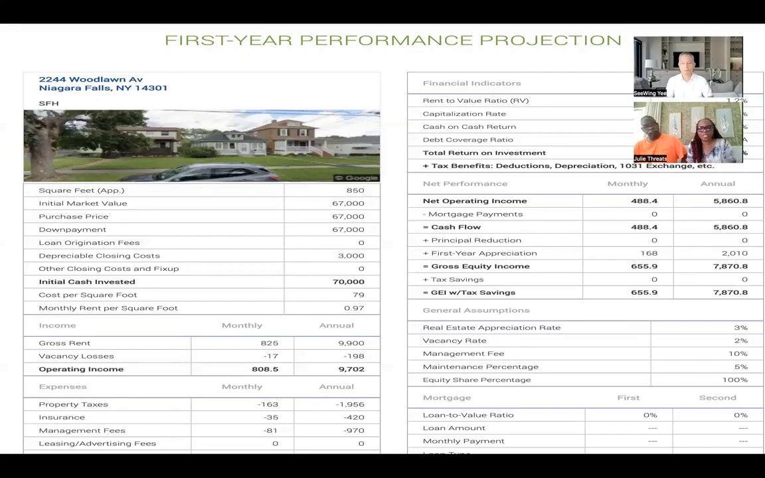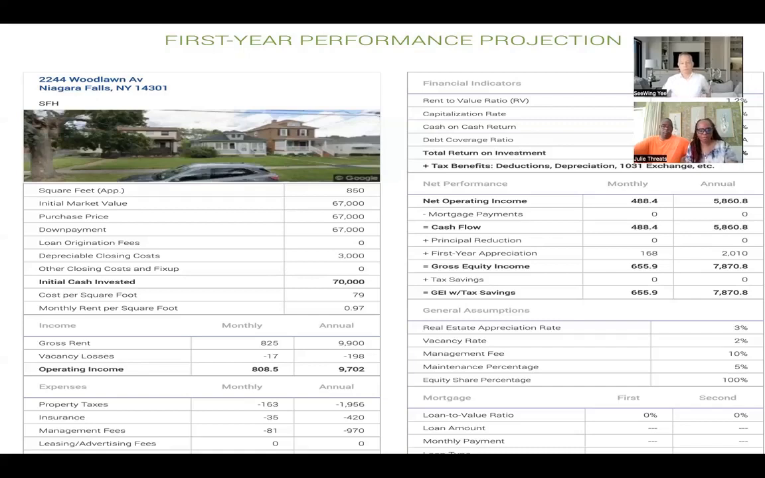And so basically, you find the property you want, and Seewing, you taught us how to use a property program called Property Tracker, which helps me to figure out if this particular house is going to work for my need. Now, just to go through the pro forma, the way it's set up here, the first year performance projection, it gives the square foot of the house, it gives the initial market value and the purchase price. If you have enough money in your IRA to cover that $67,000, you buy it outright cash. And then there's about $3,000 worth of closing costs.